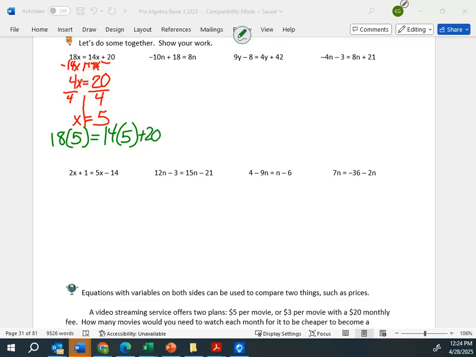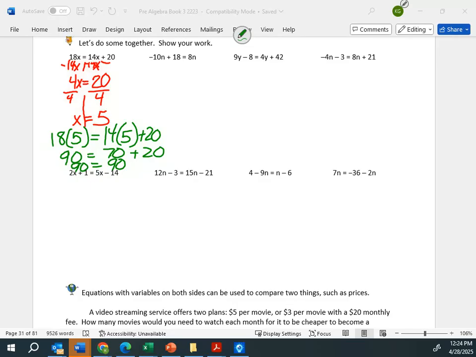So what is 18 times 5? Ruby? 90. What is 14 times 5? Robbie? 70. Plus 20. What is 70 plus 20? 90. So do both sides of my equal sign balance out? 90 equals 90. It works. I know I got the correct answer.